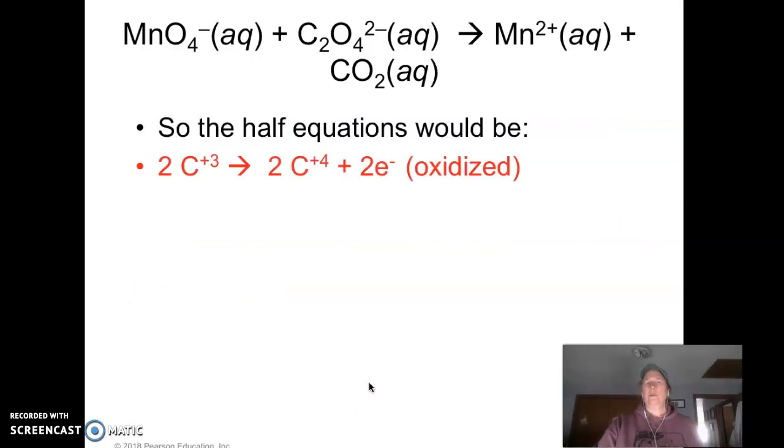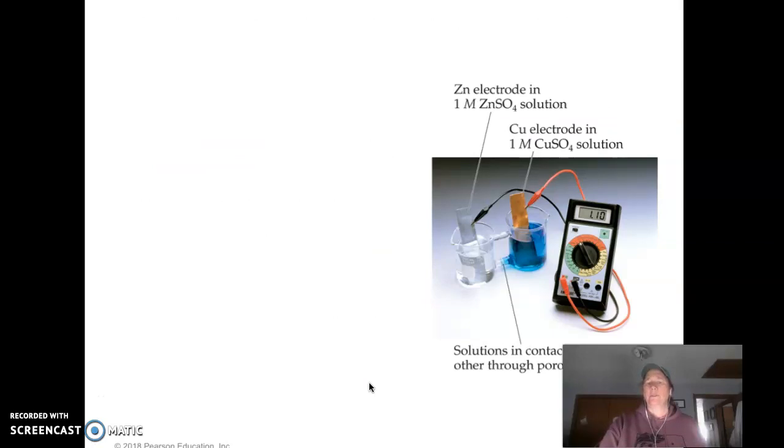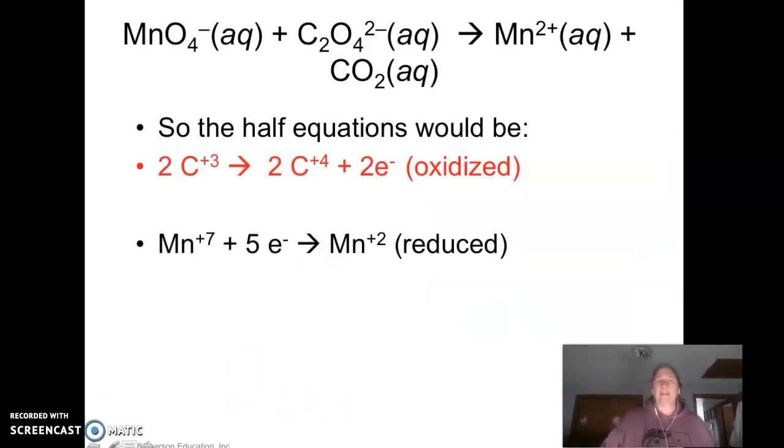Okay, and again, these are our half equations. Oops, sorry. So again, it's going to be 2 carbon at its +3 goes to 2 carbon at its +4. So it becomes more positive. I know it's oxidized. And again, electrons on the oxidized side. On this one, we have +7 goes to +2. It becomes less positive. Okay, it doesn't have to be negative, but it becomes less positive. So we have 5 electrons, so that's reduced. And again, if it's oxidized, you have the electrons on the product side. If it's reduced, you have electrons on the reactant side.